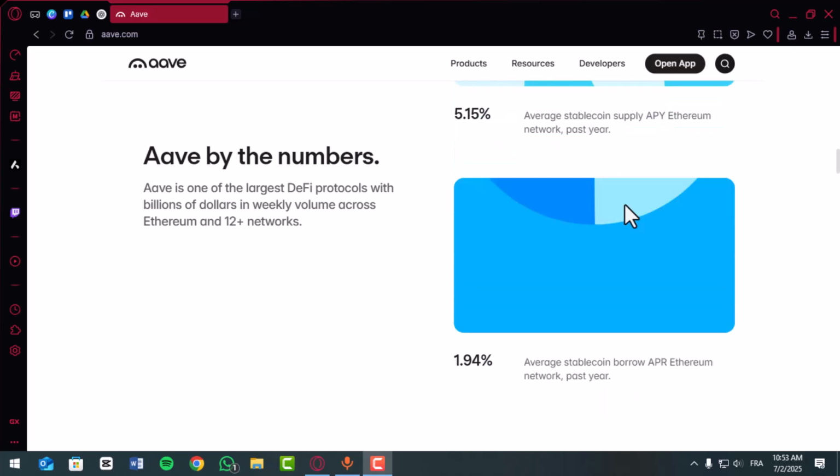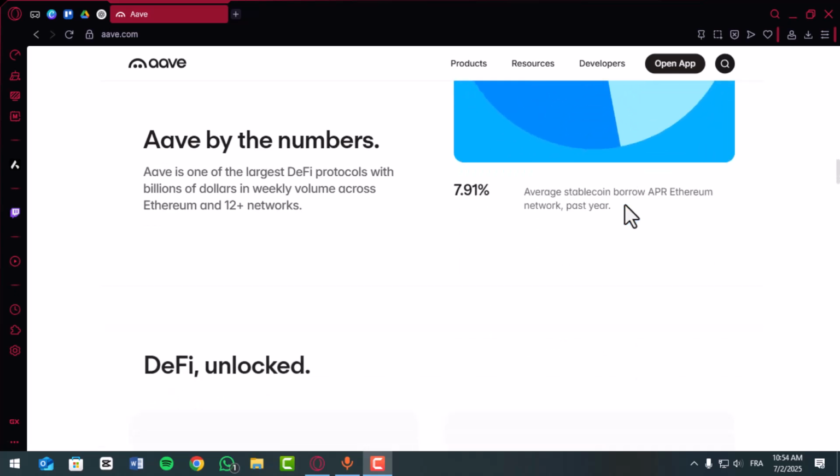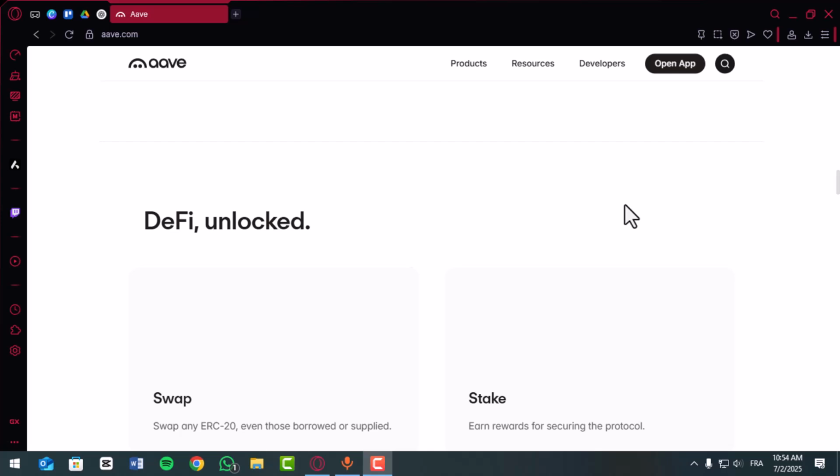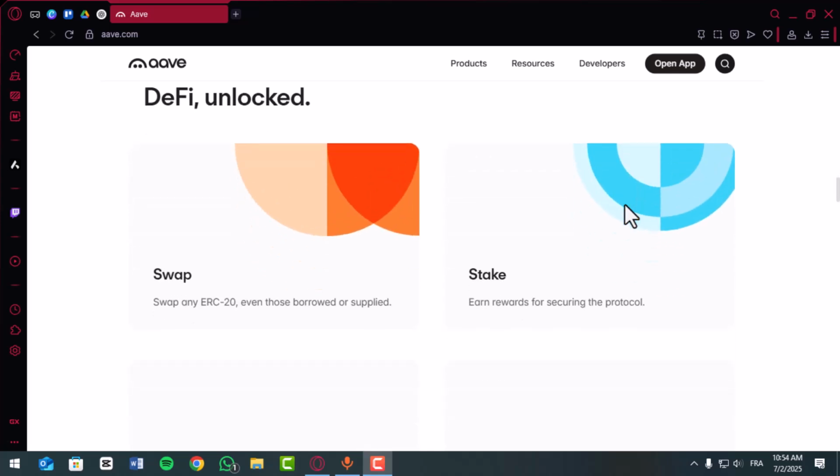That's how you earn passive income with APY on DeFi platforms in 2025. Fully decentralized, transparent, and with no middleman involved.